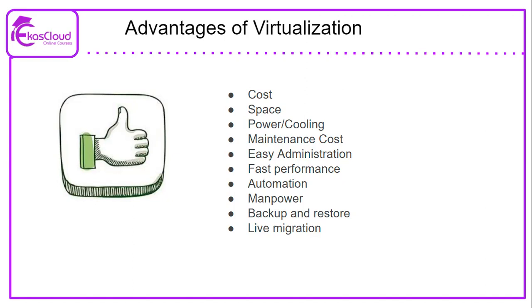Power and cooling, the same applies. 10 physical machines will definitely use more power and more cooling will be required to maintain the temperature, because as we know, every machine we run generates heat. Maintenance cost: maintaining one machine is definitely cheaper than running 10 physical machines. Easy administration, because VMware and similar software come with an administrative screen which allows you to configure servers from a single UI, compared to 10 physical machines which you all have to maintain separately to check for any fault.